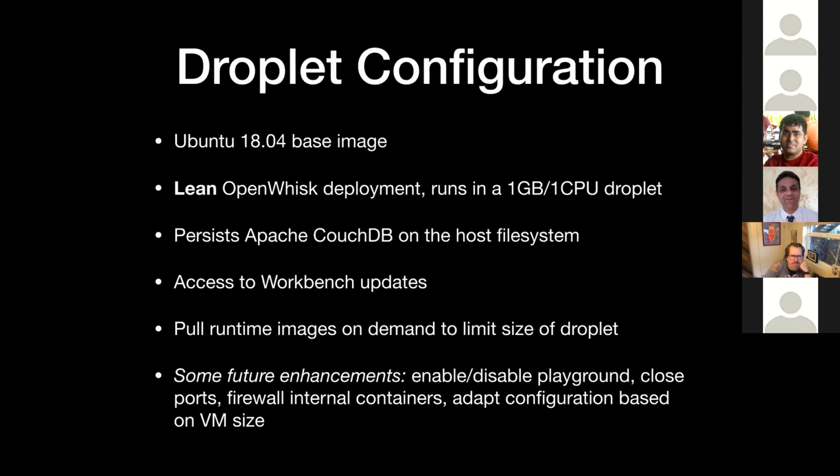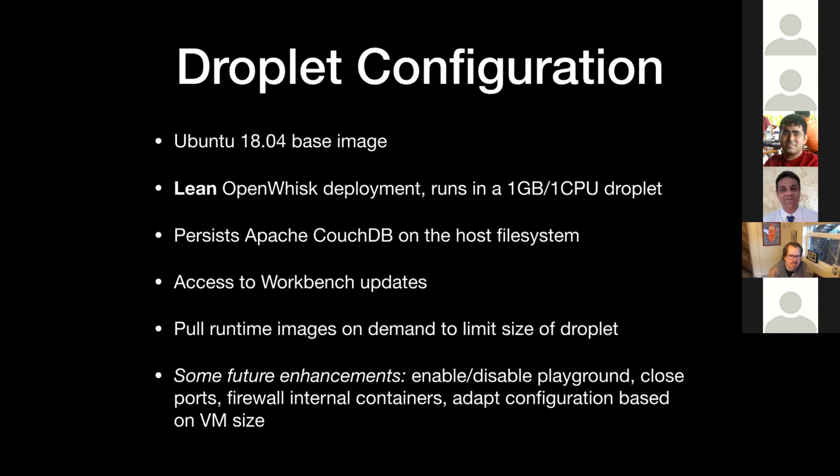So a couple of notes on the deployment and the droplet configuration. It's running on an Ubuntu 18.8 image. It is using the lean OpenWhisk deployment, and that allows me to actually run within 1 GB of RAM and on 1 CPU, and as you saw, the response isn't terrible. It's reasonable. The Apache CouchDB instance that's running within the deployment is persisted on the host file system, so actions stay around and survive reboots, and you can even migrate the droplet image, and your actions will be there.